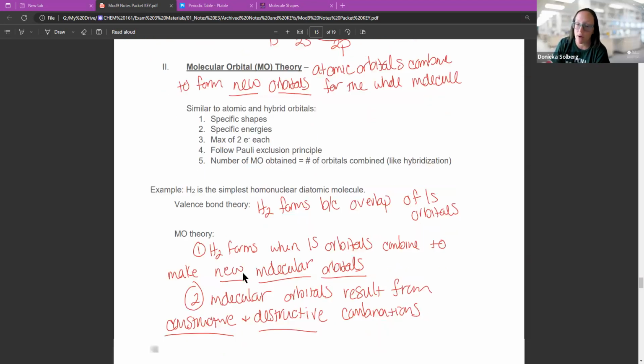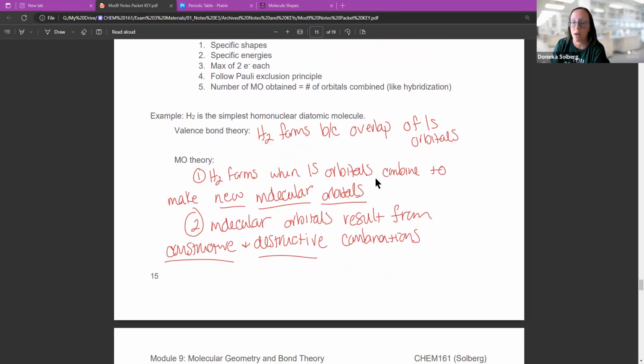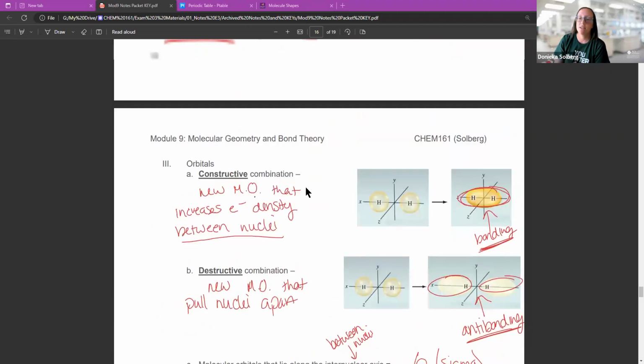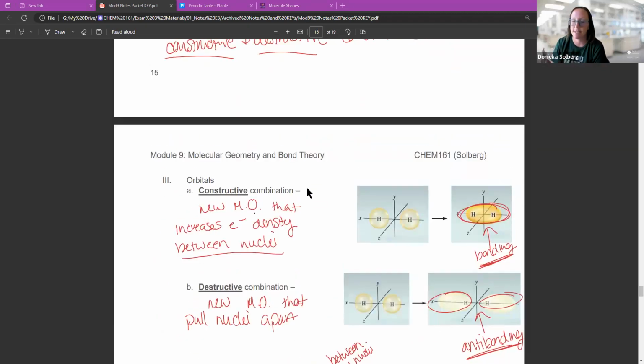In MO theory, we said that H2 forms when those 1s orbitals combine to make new molecular orbitals. So H2 has these new orbitals, and the molecular orbitals result from what are called constructive and destructive combinations. When they combine, we get a constructive orbital and a destructive orbital, and I'm going to get more into those here. Okay, those are our new orbitals. So what is the difference between a constructive orbital and a destructive orbital?